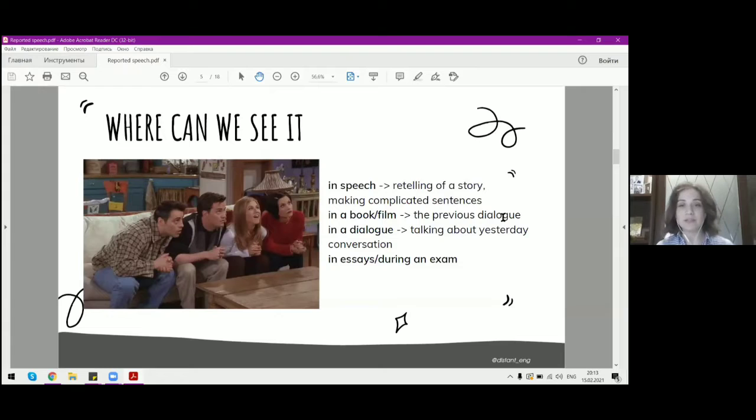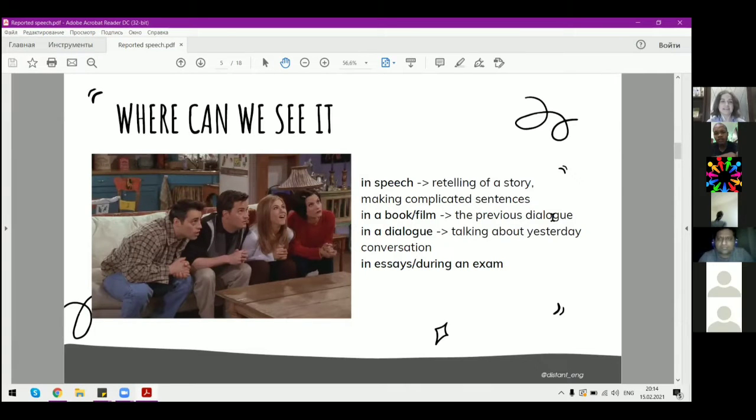We can see it in speech, in a book or in a film, in a dialogue as well, in essays, oh, my favorite part, where we have all this stuff, all these complicated structures. Here it is, reported speech. Throughout the presentation, you can see some episodes from the TV series Friends. I think everybody is familiar with that TV series, and they are listening to us very attentively, like here in the picture. When we are talking about reported speech, you should listen very attentively. At the end of our session, you will understand why exactly Friends are here.